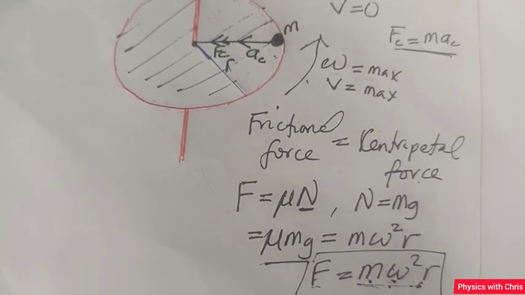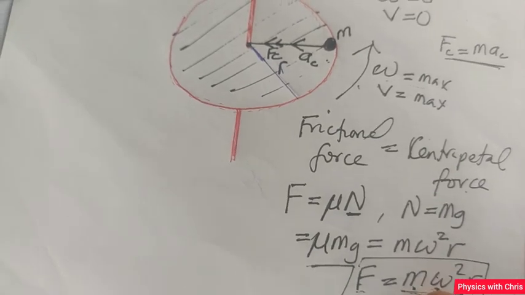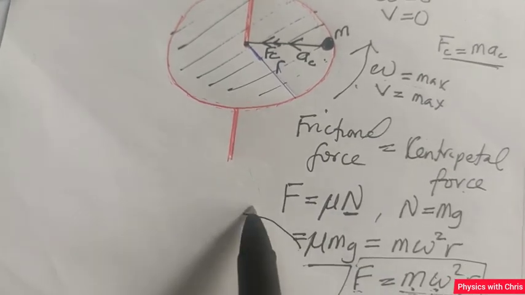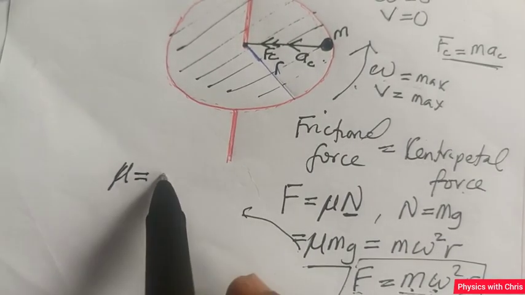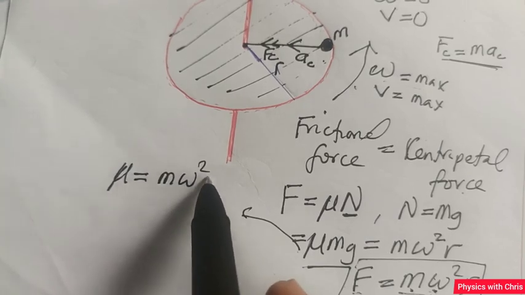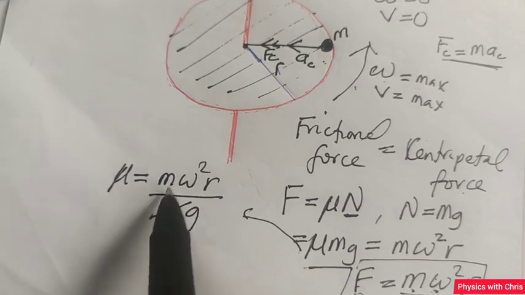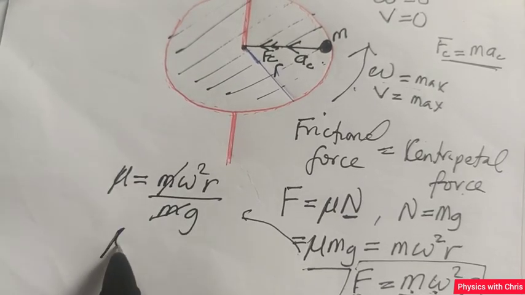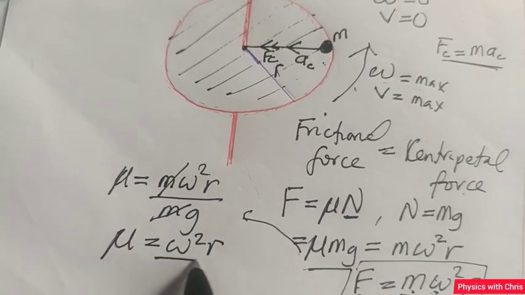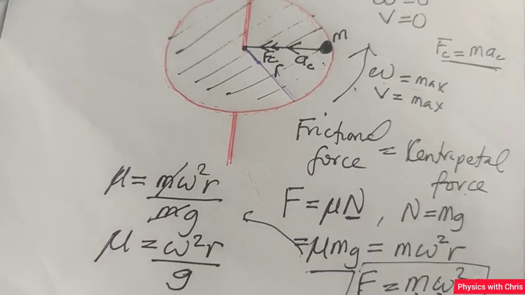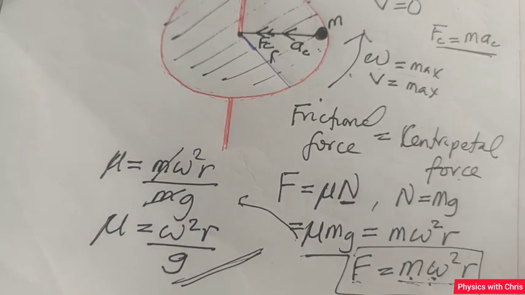Now, suppose I want to write an expression for the coefficient of frictional force between the turntable and the mass. I'll come back to this equation. I have my mu, which is the coefficient of static friction, is m omega squared r divided by mg. Of course, I know that this mass is the same as this, so they both cancel out. So the coefficient of friction gives me omega squared multiplied by the radius of the turntable over g. This g is called the acceleration due to gravity. So this is the expression for the coefficient of friction.